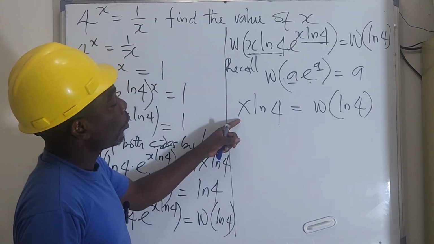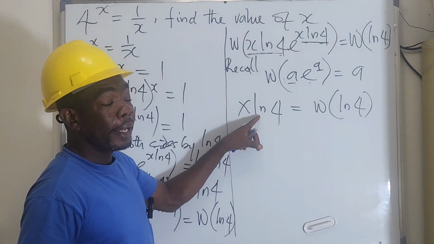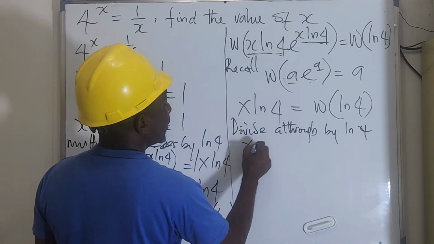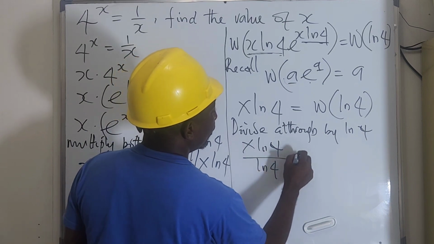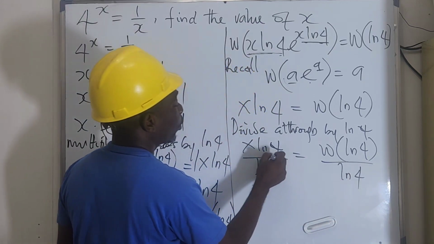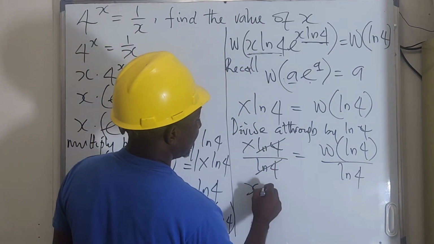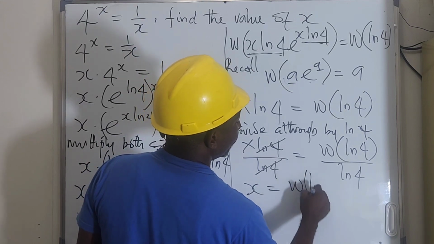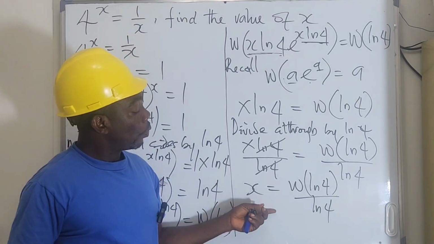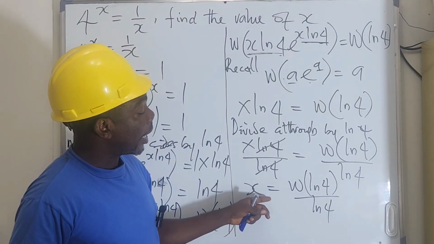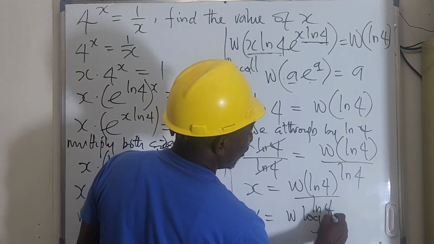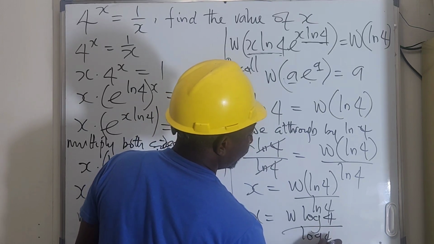So in this case, what we are going to do is divide all through by ln 4. So we say divide all through by ln 4. So here will be x ln 4 over ln 4 equals W of ln 4 over ln 4. So this will cancel here, and we are now left with x equals W of ln 4 over ln 4. So here we can plug this into our calculator.